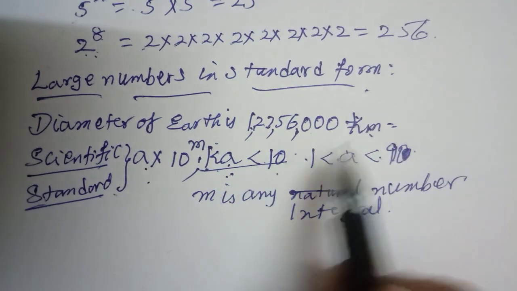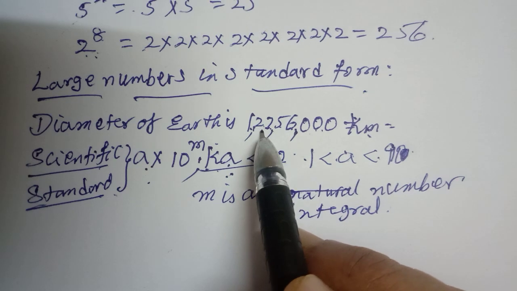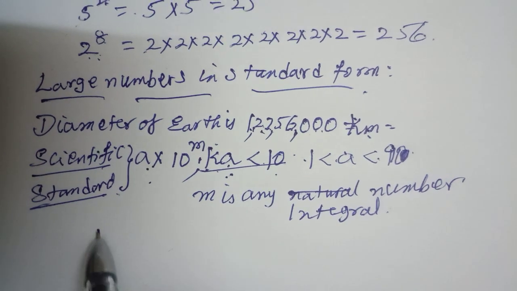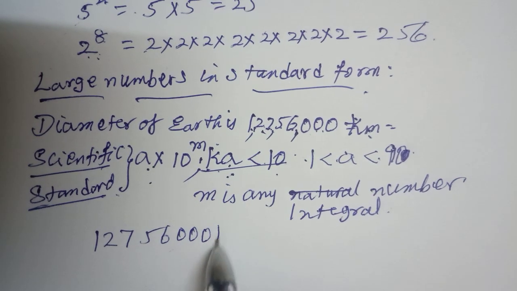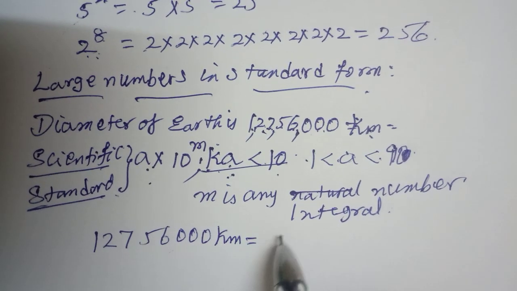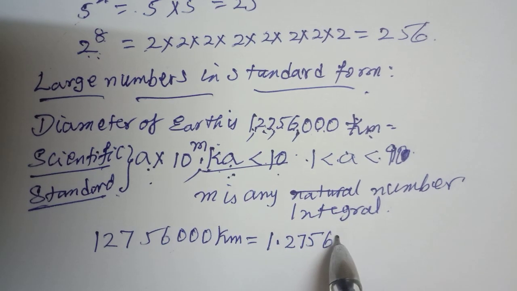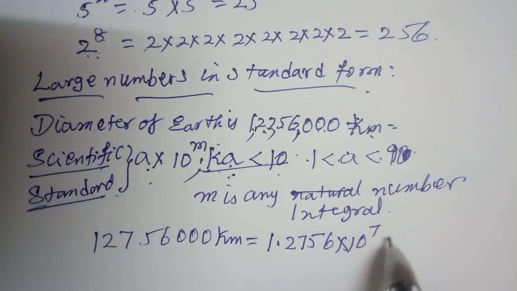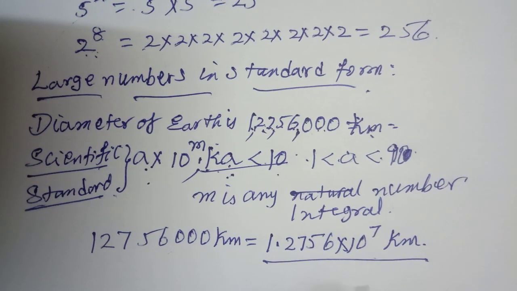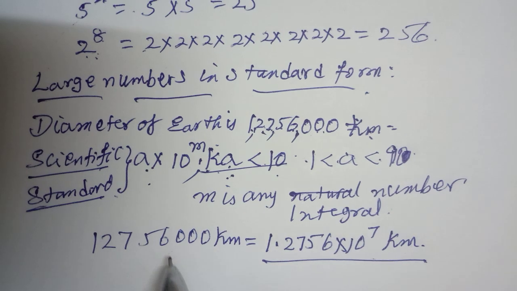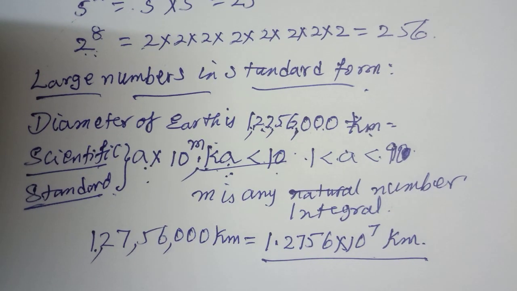So here see 1, 2, 3, 4, 5, 6, 7. So we can write 127,561,230 kilometers is equal to 1.2756 into 10 to the power of 7 kilometers. Is this not easy to write and read? Instead, if you don't keep commas correctly, you will get a wrong answer.